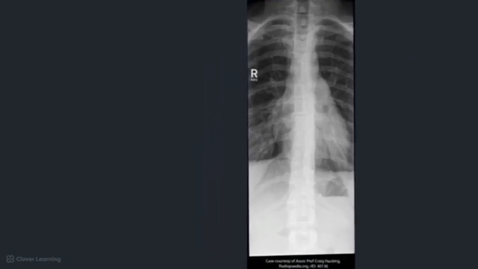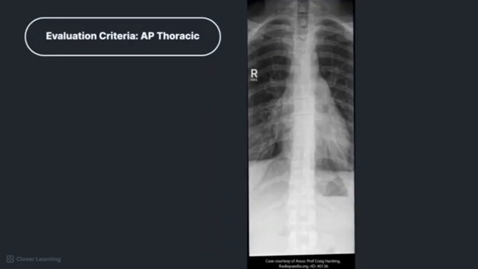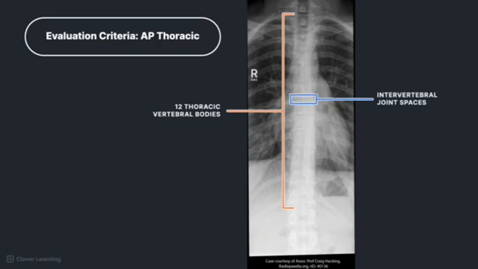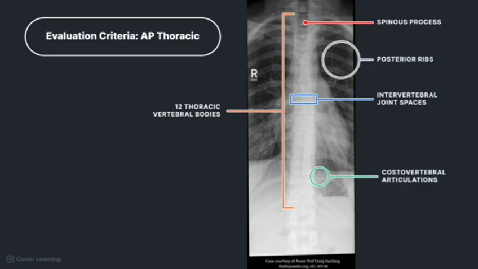If you said this radiograph is an AP projection of the thoracic spine, you're correct. While this may seem obvious to some, let's look at how we can tell radiographically. In this image, all 12 thoracic vertebral bodies, intervertebral joint spaces, and spinous and transverse processes, as well as the posterior ribs and costovertebral articulations are demonstrated. It is a true AP because the sternoclavicular joints are equidistant from the spine and the spinous processes are demonstrated at the midline of the vertebral bodies.